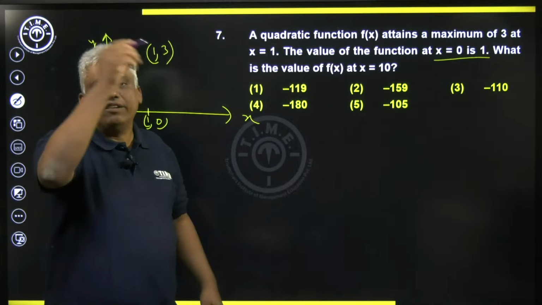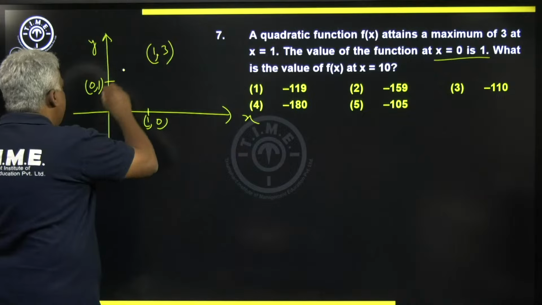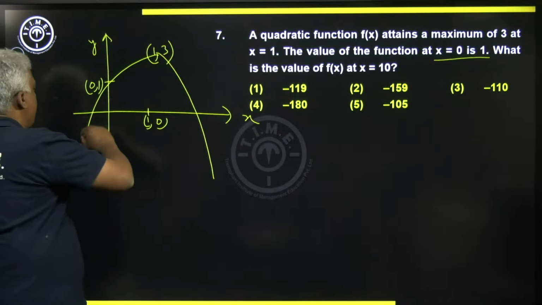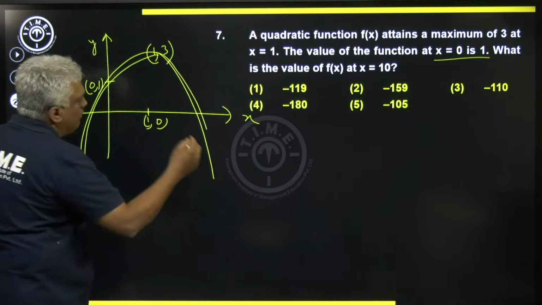Maxima means it's an inverted parabola. So that means the graph is like this. Okay, I mean, it will be symmetric about the vertex axis. It is something like this.